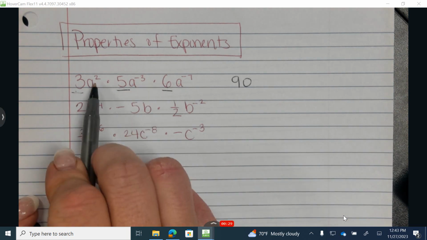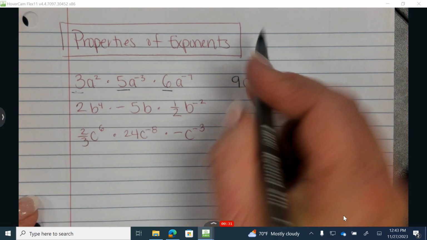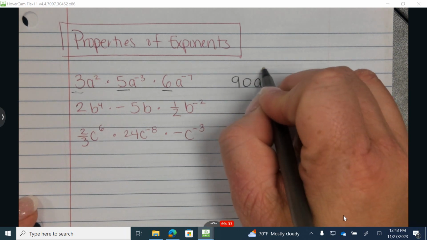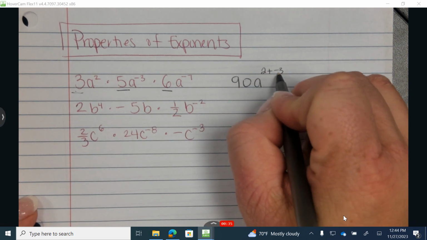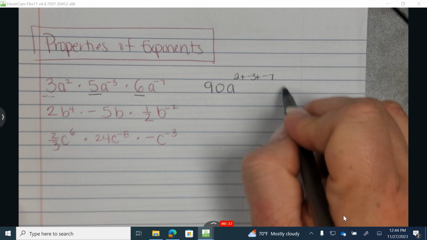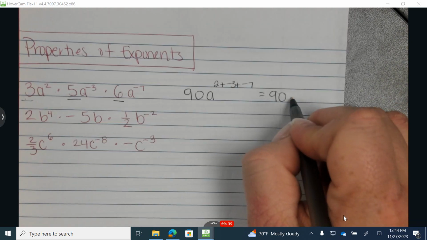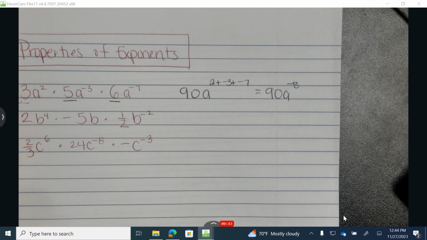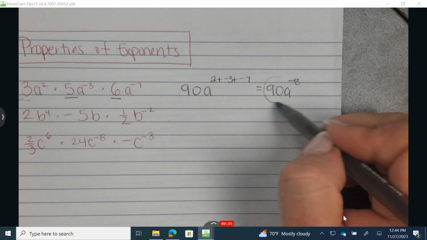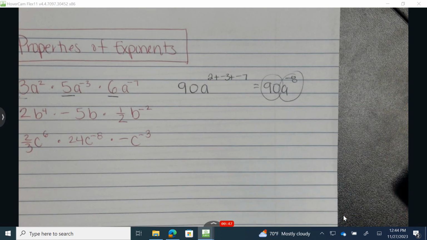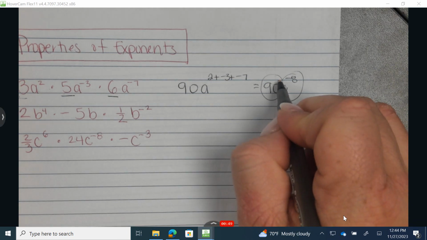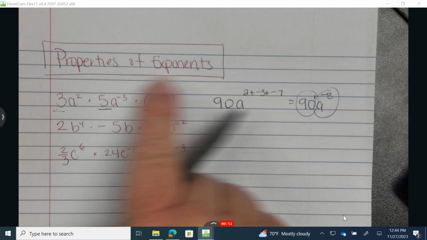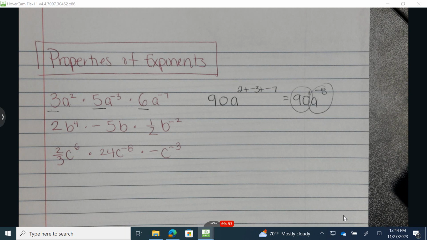When you have the same base, a in this case, and you're multiplying, you're going to add the exponents. So I'm going to go 2 plus negative 3 plus negative 7. 90a to the negative 8 if I combined. So we have two separate terms here. 90 is one term, and a to the negative 8 is a separate term. And we're going to analyze the exponents because right now we're being assessed on properties of exponents.